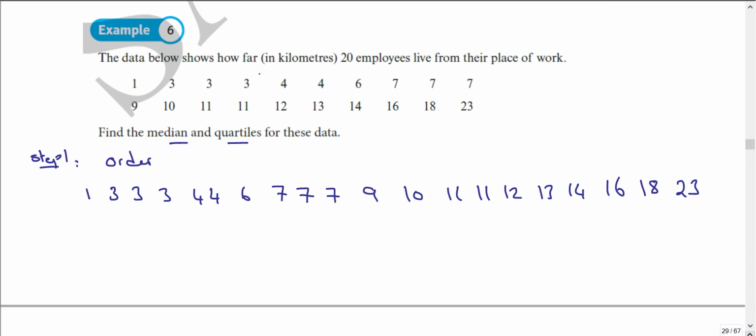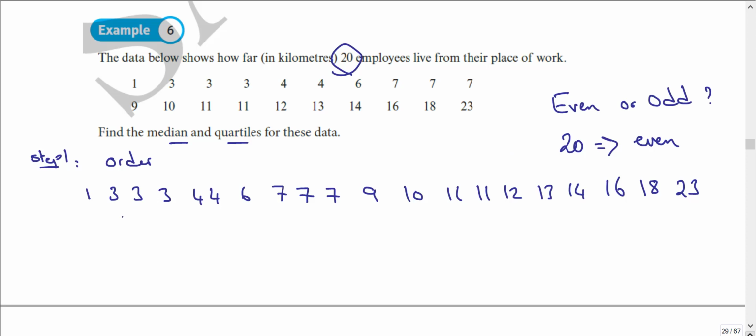Are you following? First they say find the median. We did the order, and then you always have to ask yourself: is the data even or odd? Because it makes a difference. The way you answer will be different for even and odd. Is it even or odd? It's 20 employees, so it's even.